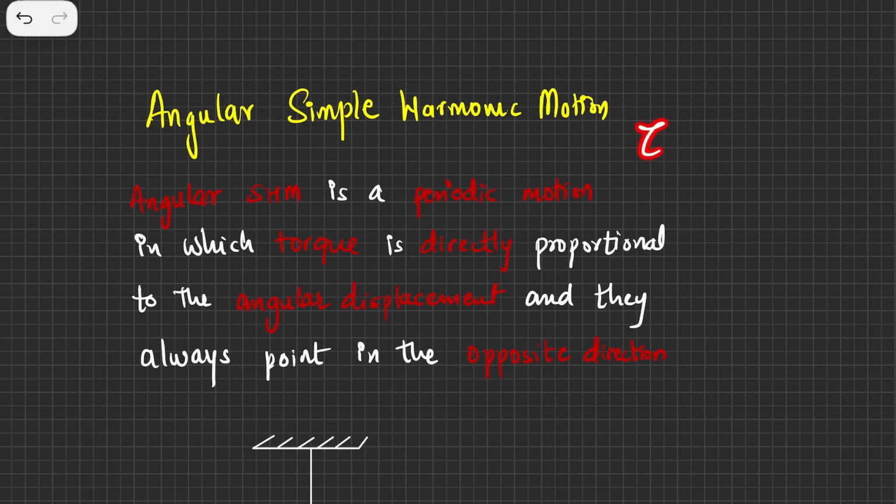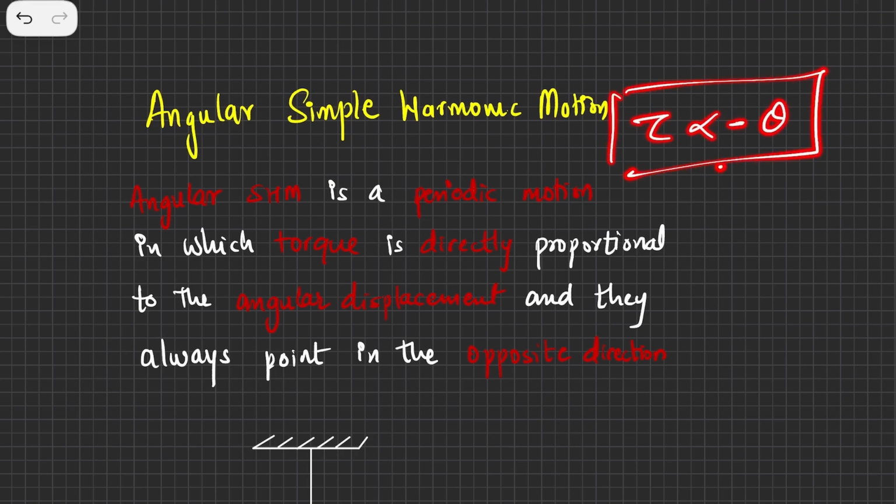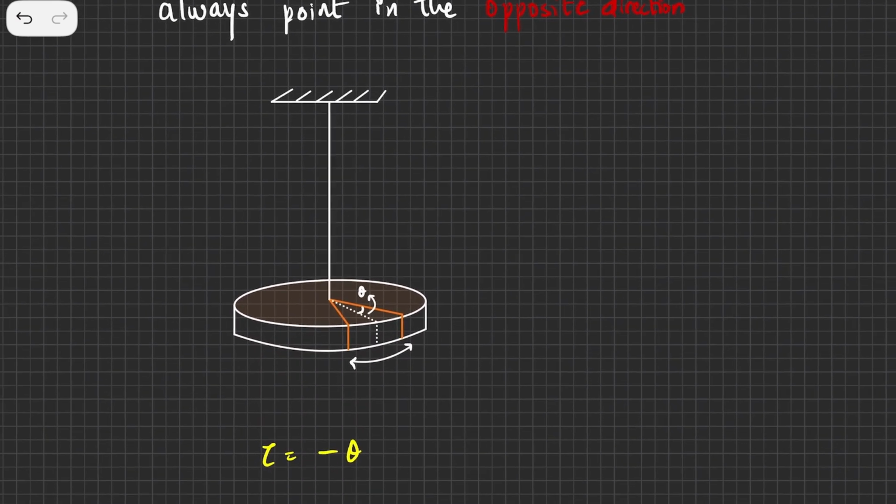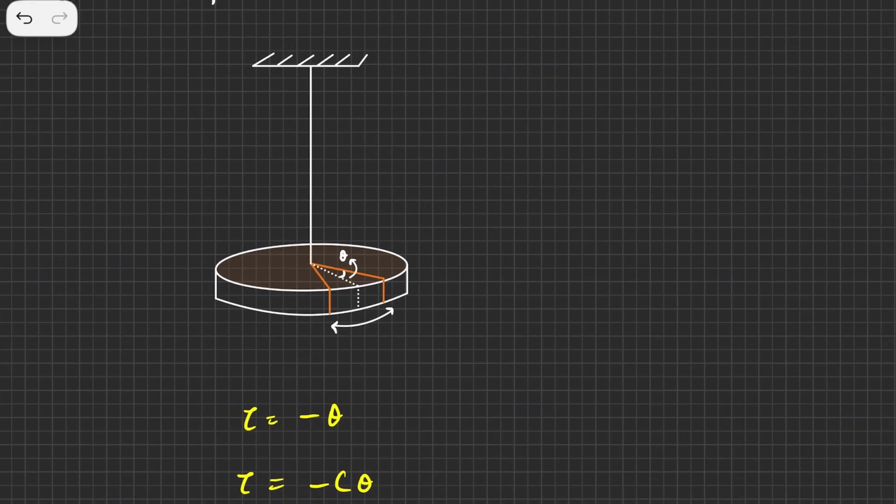That's the reason why we get torque directly proportional to minus theta. So torque is directly proportional to theta and always in the opposite direction. That's the mathematical version for angular simple harmonic motion. Now we are going to derive a simple equation for angular simple harmonic motion.